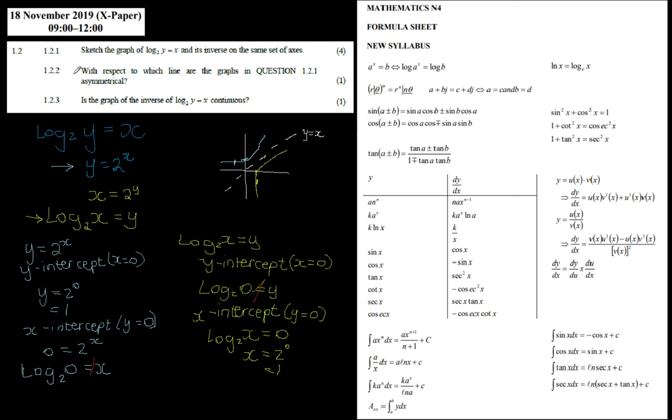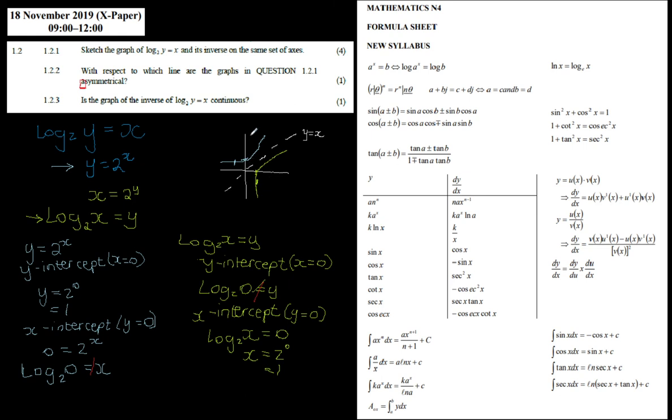And then 1.2.2 says, with respect to which line are the graphs asymmetrical? So again, it's very important when we do these types of questions to look at the word and note whether it says asymmetrical or symmetrical. In this case, they say asymmetrical, and that means about which lines it is not symmetrical. So we said it is symmetrical about my y equals x line, and that's the only line about which it is symmetrical.